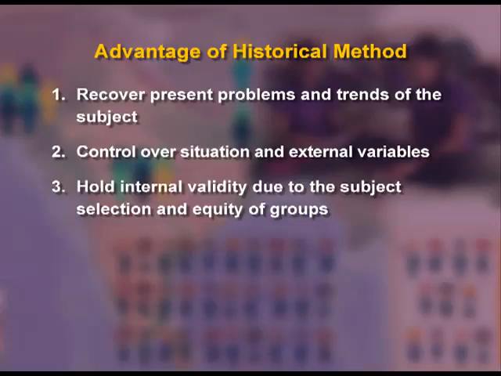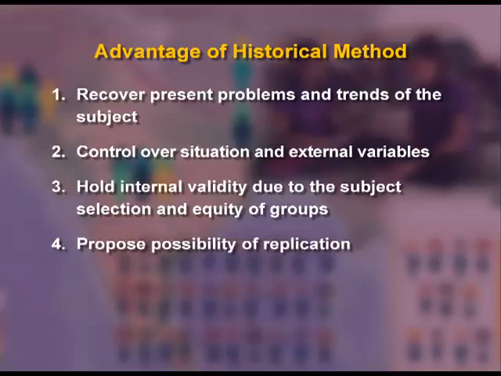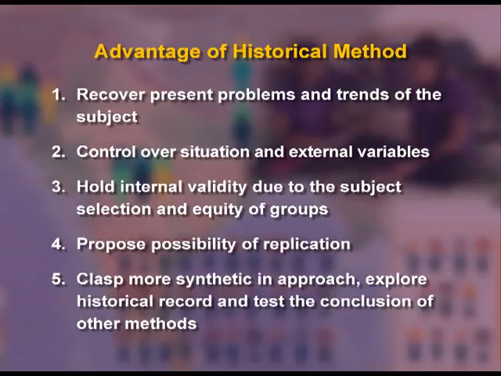Third, holds internal validity due to the subject selection and equity of groups. There is greater confidence that the study has internal validity due to the systematic subject selection and equity of groups being compared. Fourth, proposes possibility of replication. This historical method is used to propose that replication is very much possible. Fifth, clasps more synthetic approach, explores historical record, and tests the conclusion of other methods.